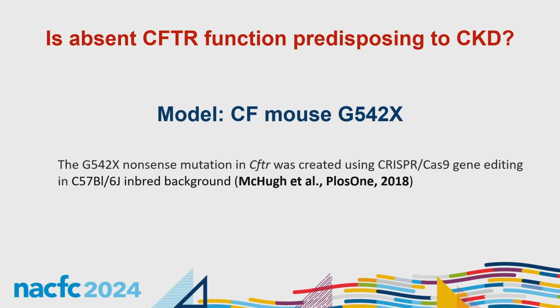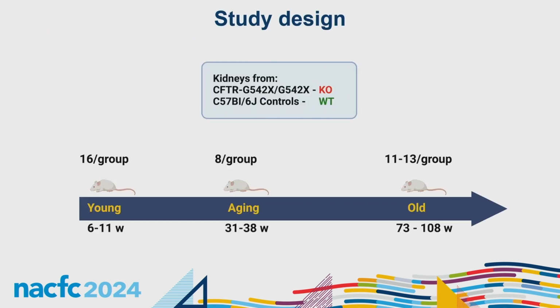We are using kidneys from the CF mouse model G542X, which was characterized in 2018. This is a premature stop codon with a severely decreased, over 80% decrease in the CFTR protein and very minimal to no function. We have 3 age groups of animals, or rather the kidneys from the animals: the young, aged 6 to 11 weeks, the aging group between 31 and 38, and the old group almost 2 years of age. And I will refer to the study group, the G542X homozygous, as knockout, and the controls with the same genetic background as wild type.